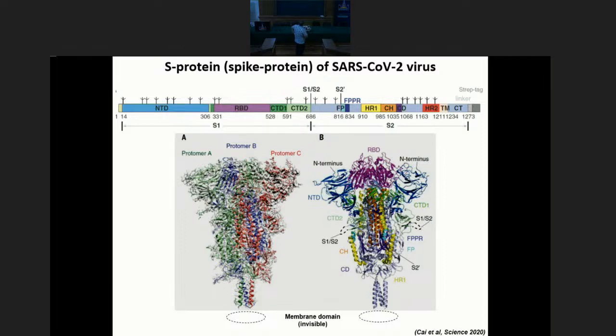These assemblies are inserted in the virus membrane, but on the cryo-electron microscopy maps, the membrane part is usually invisible. There are dedicated studies by NMR about the structure of this trimeric membrane part.